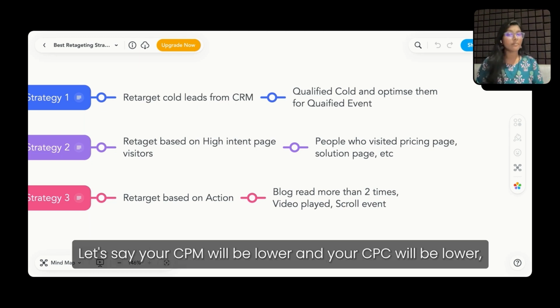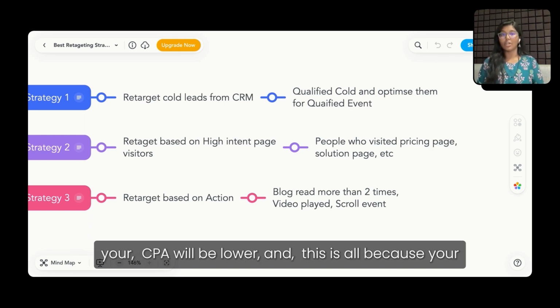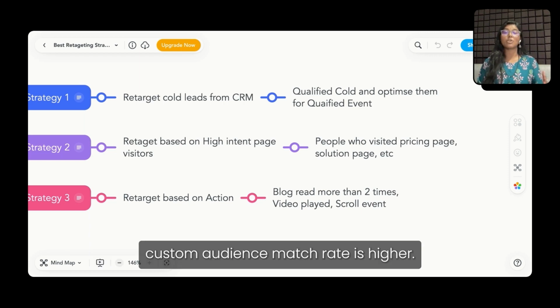Let's say your CPM will be lower and your CPC will be lower, your CPA will be lower, and this is all because your custom audience match rate is higher.